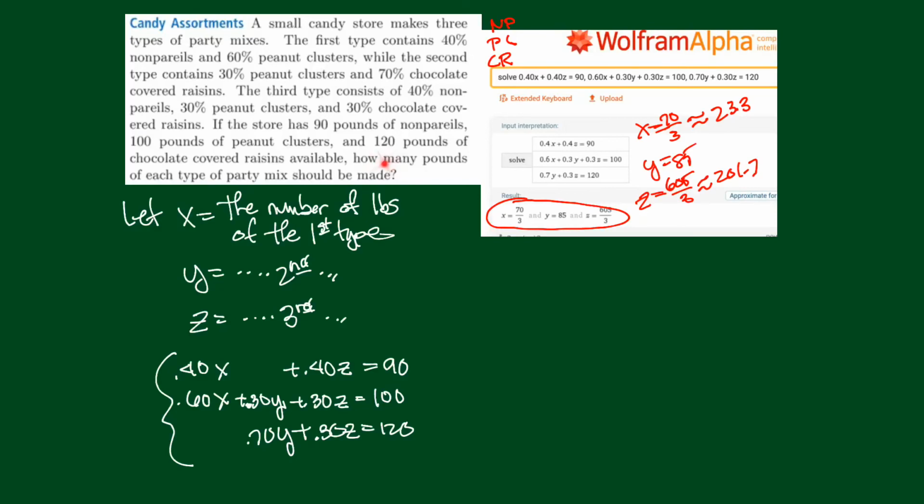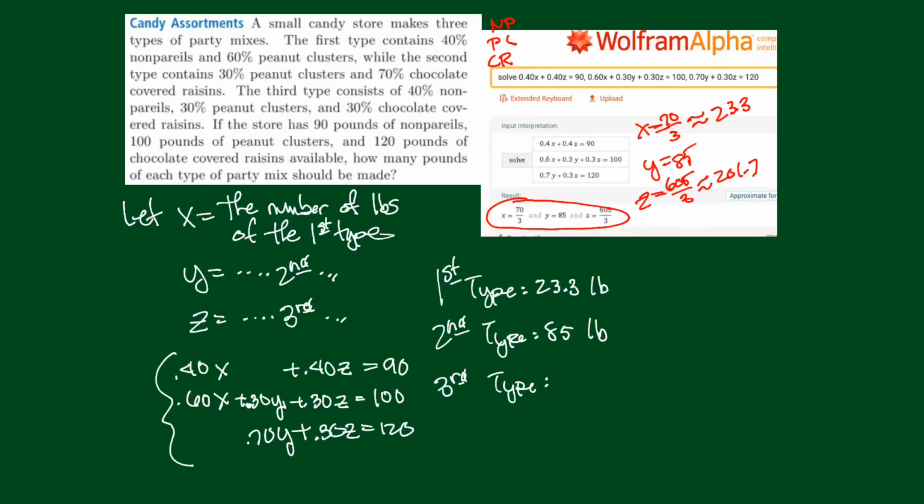So let's answer the question. Now the question's down here at the bottom: how many pounds of each type? All right, well, let's say this. The first type, we should use about 23.3 pounds. The second type, we're going to use 85 pounds. And the third type, we're going to use about 201.7 pounds. There we go. That's how we're going to answer this question.